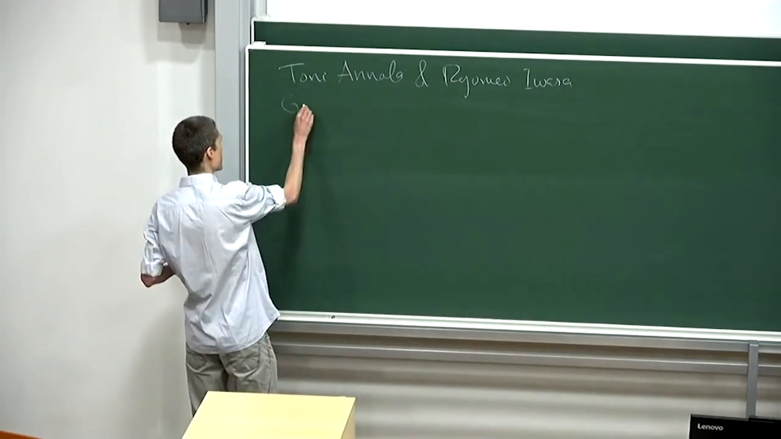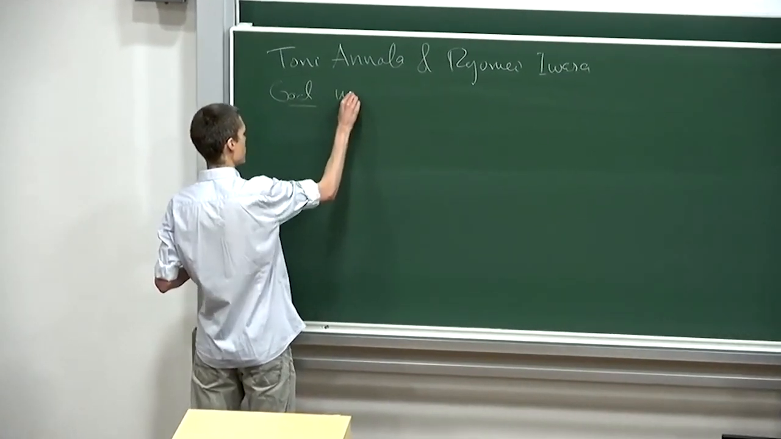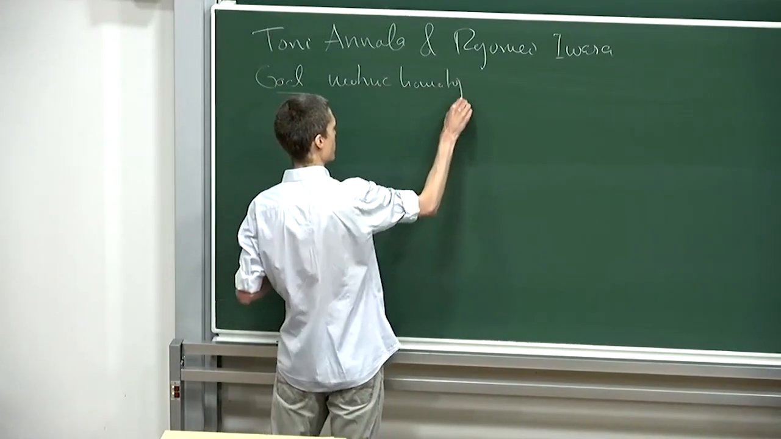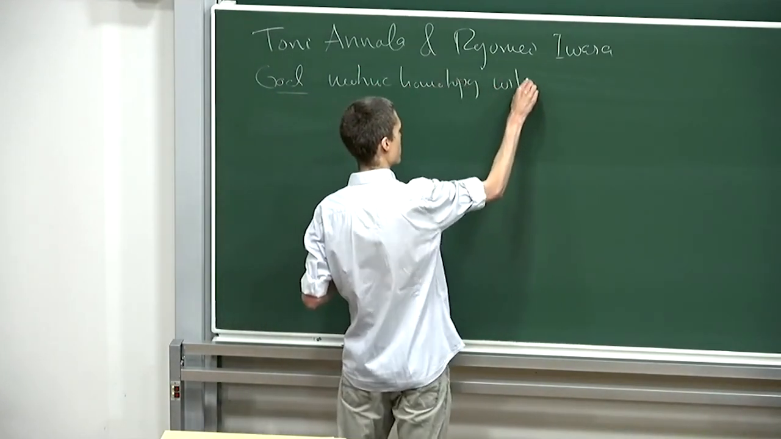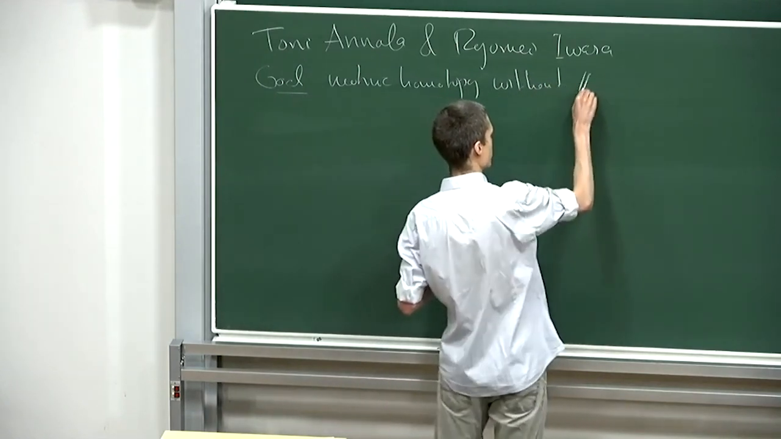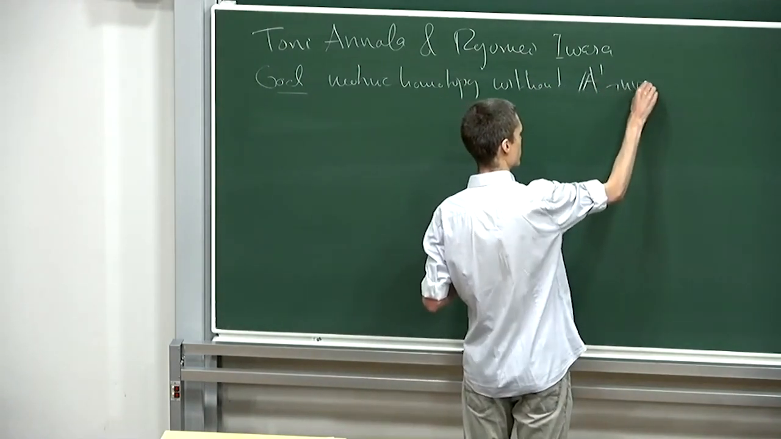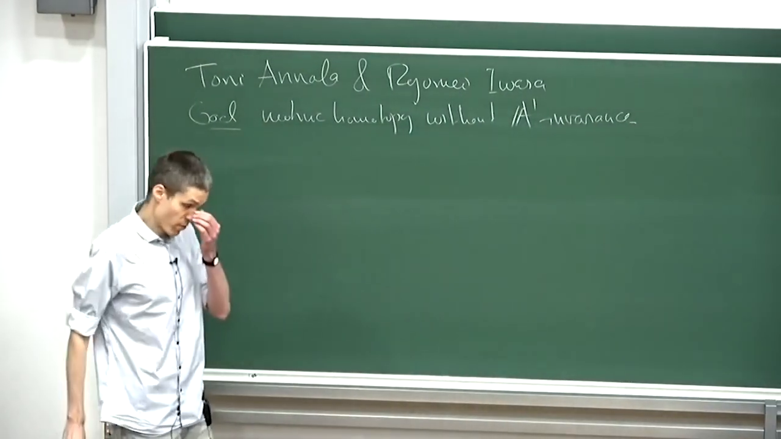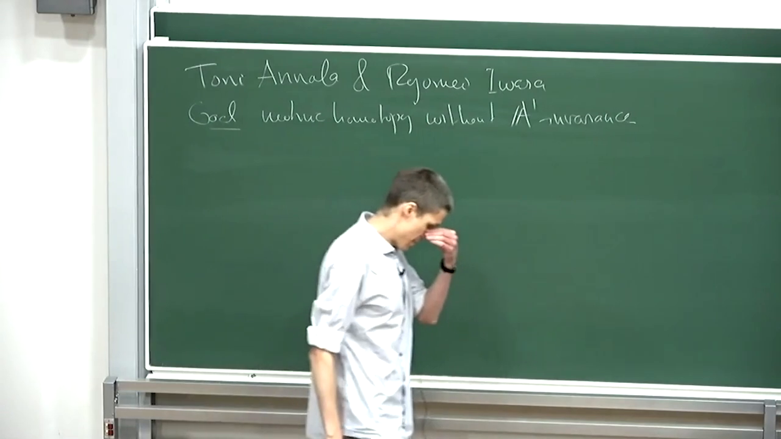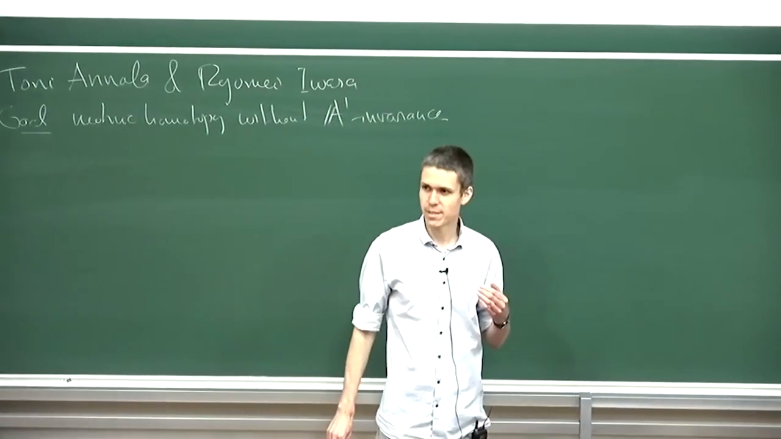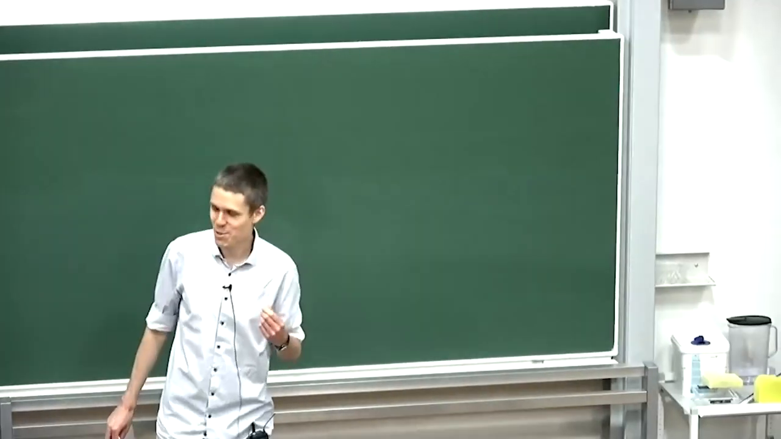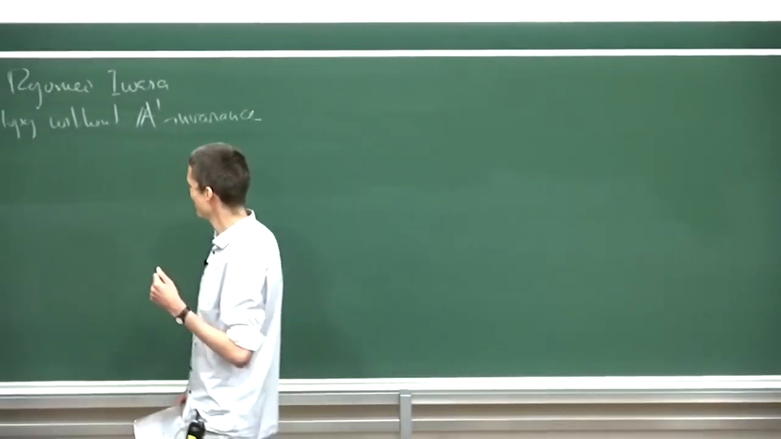Yeah, so the goal is motivic homotopy without A1 invariance. Of course, the motivation for this is that, so does the mic work now, by the way? I guess so. If no one complains, I'll continue.